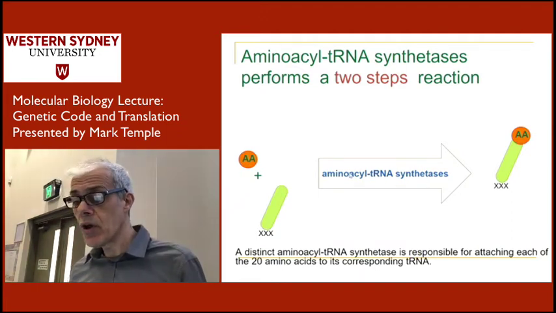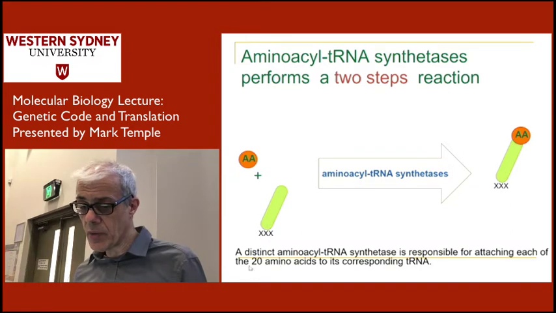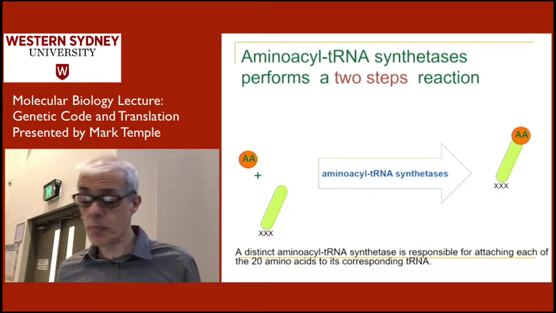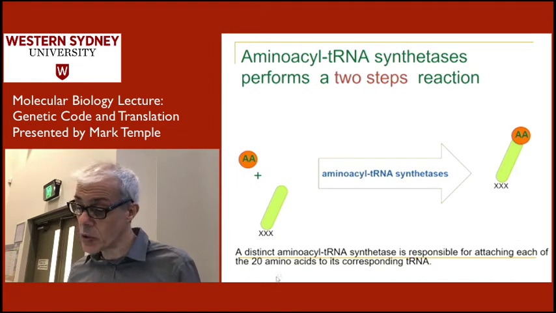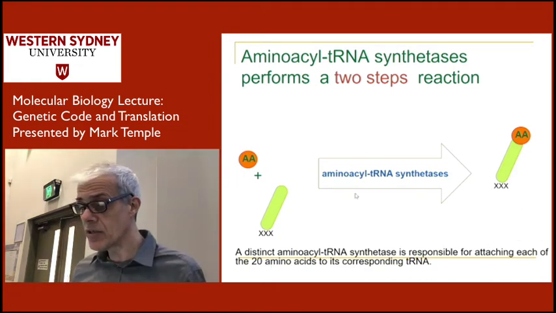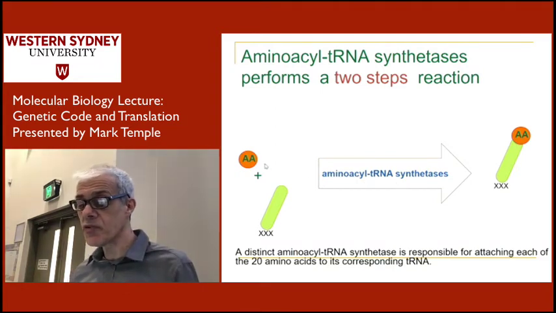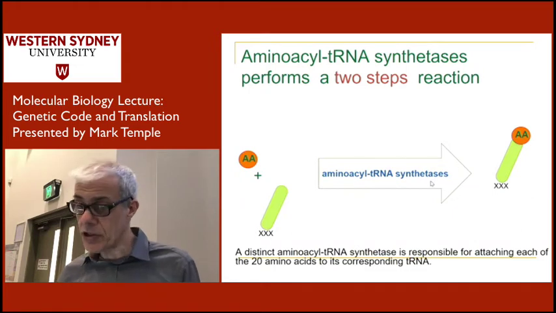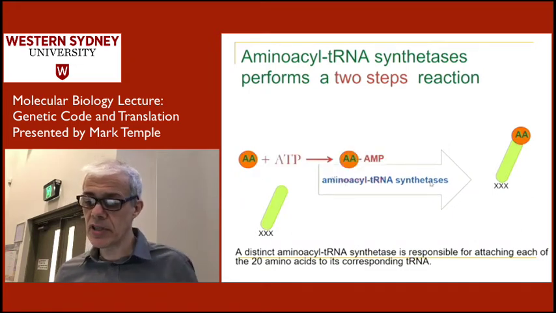Okay, so there's a whole bunch of these synthetases, and there's a distinct amino acid tRNA synthetase that's responsible for the attachment of each of the 20 amino acids. So there's at least 20 of these aminoacyl-tRNA synthetases, and they're responsible for attaching an amino acid to a transfer RNA. And it's a two-step reaction. It's not a single-step reaction.